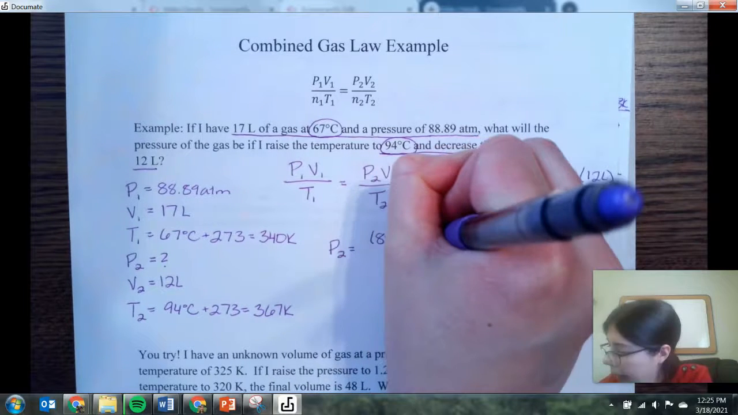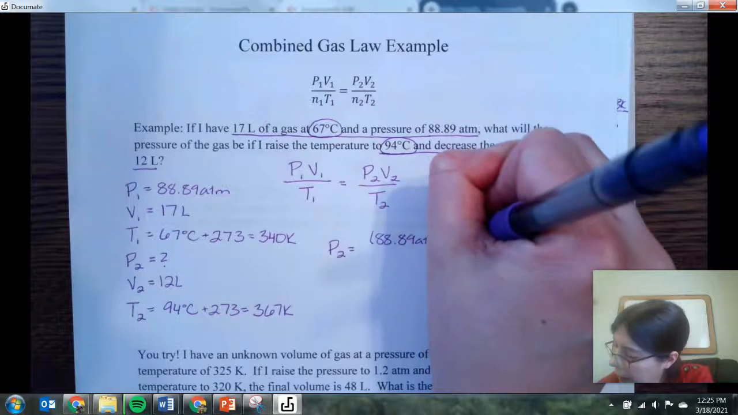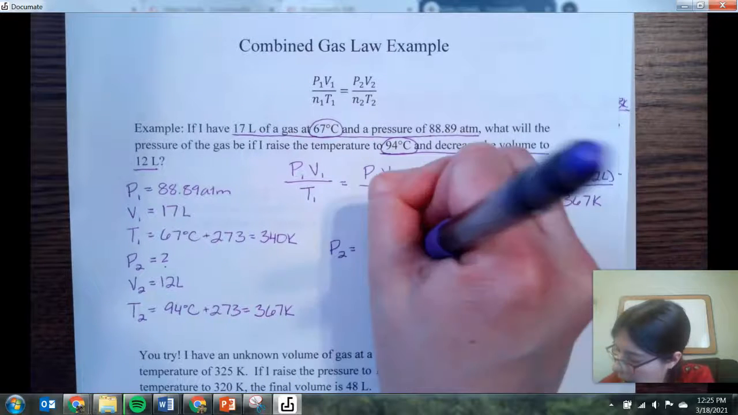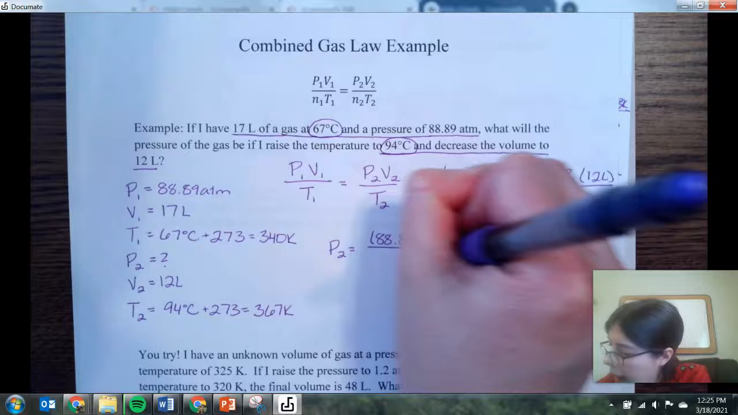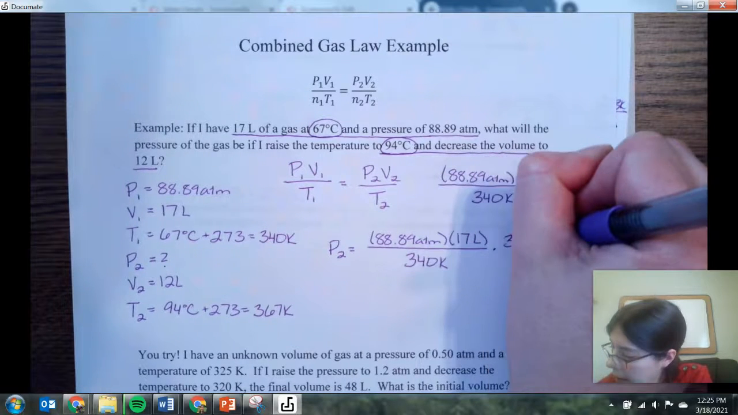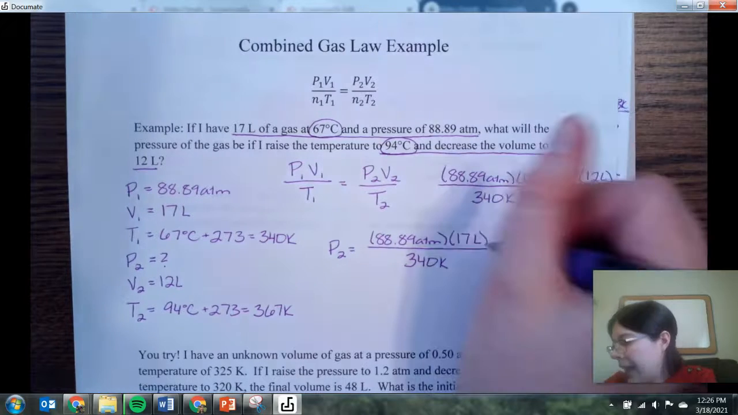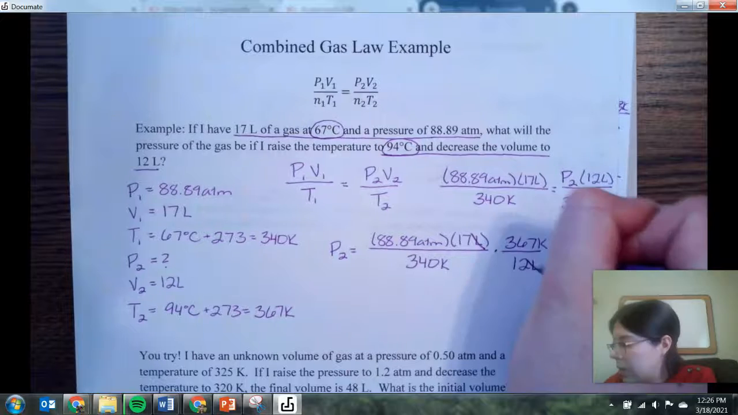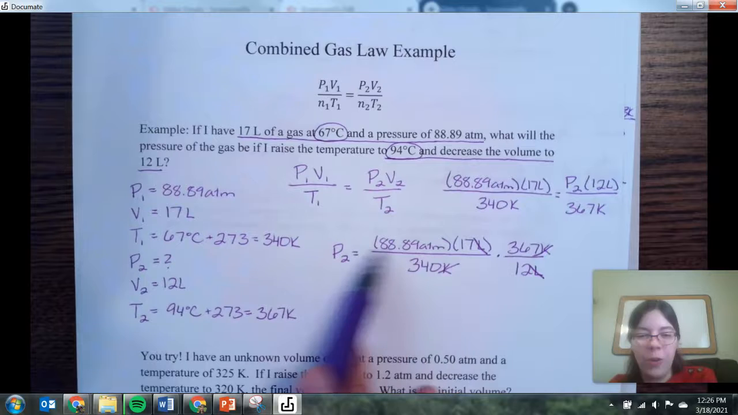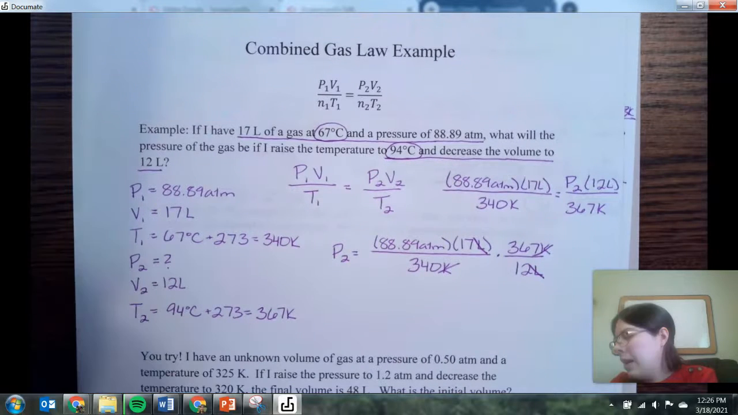So I get 88.89 atmospheres times 17 liters over 340 Kelvin, and that's being multiplied by 367 Kelvin divided by 12 liters. And you know that you're doing this right if your units cancel out. So my liters cancel out, my Kelvin cancel out, and I'm left with just atmospheres, which is good because that's what I want for my unit for my pressure. So once we have this, we're going to multiply the numbers on the top, divide by the bottom.